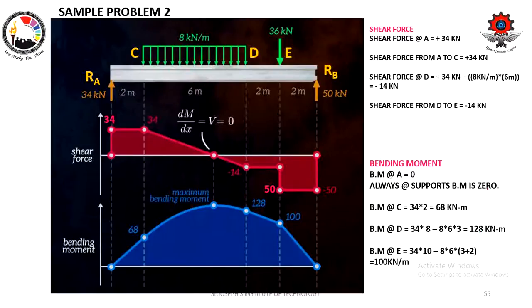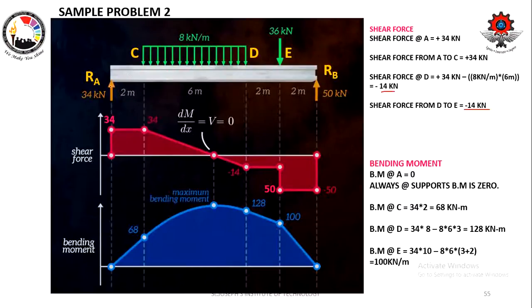Next, shear force from D to E. From D to E, there is no rate of loading. So this 14 is going to remain as a straight horizontal line. Right? So that's why this 14 is going to be the same from D to E.